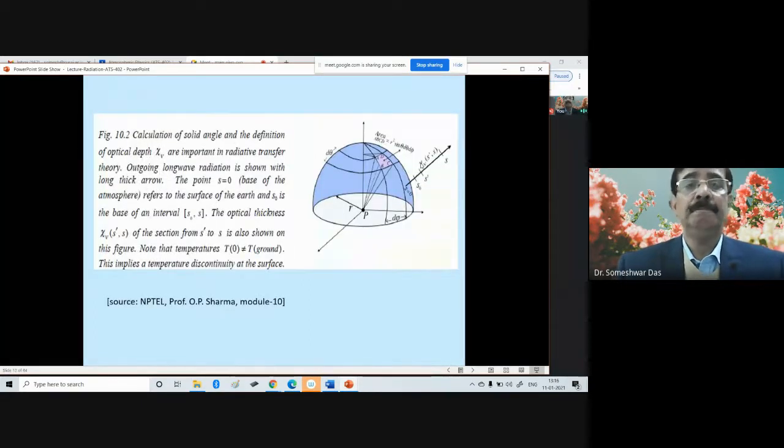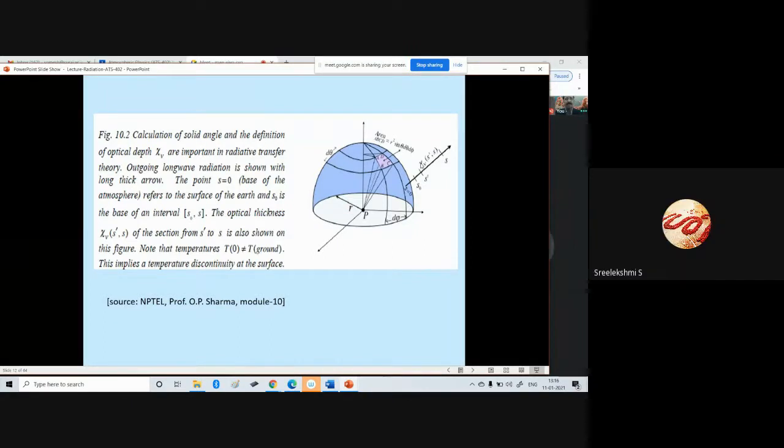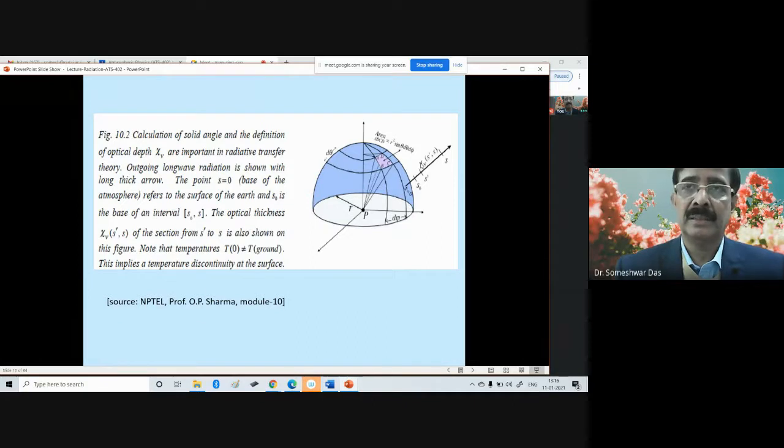Then further, suppose you have to calculate this solid angle and the optical depth. Have you heard about the optical depth or optical thickness in any of your previous subjects? Yes, sir, while learning Newton's ring. Okay, great. So you have read about the optical depth already. This optical depth is very, very important, and it will have a lot of applications here in atmospheric science.